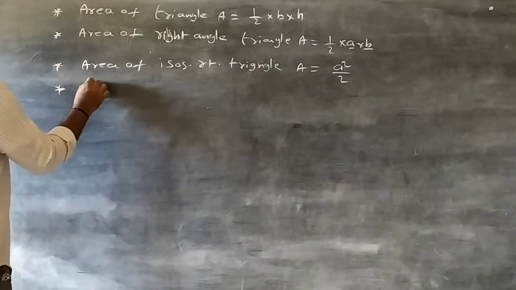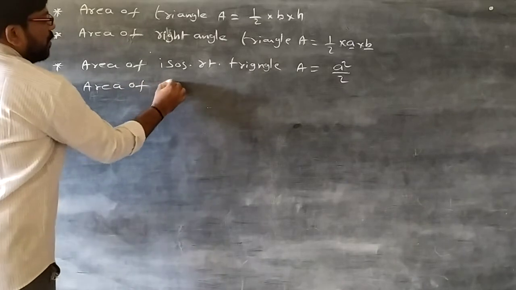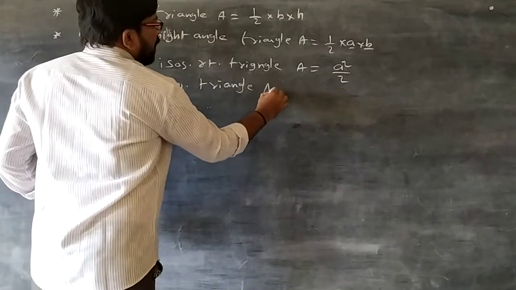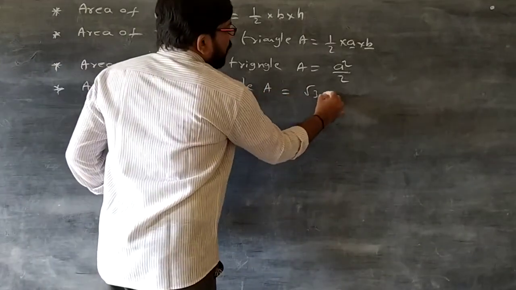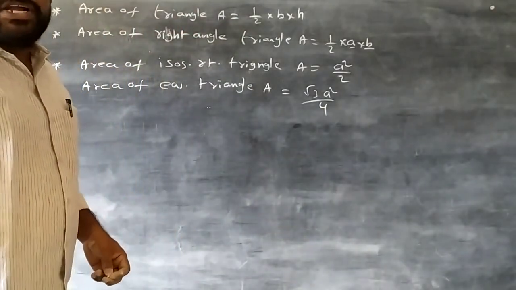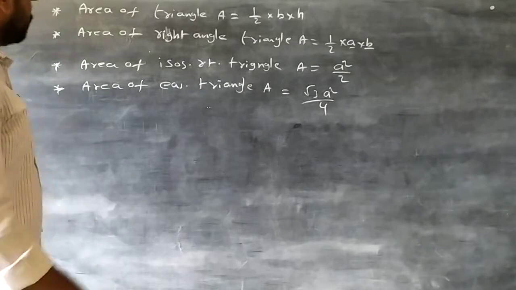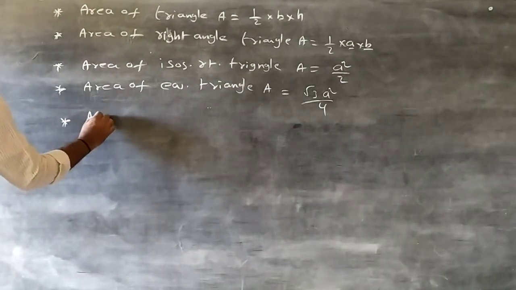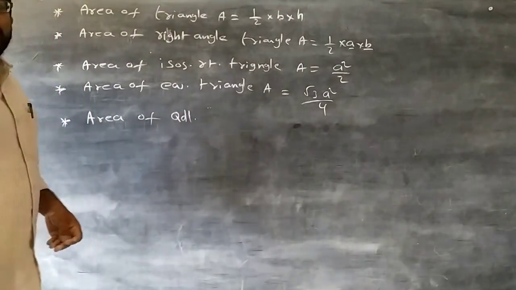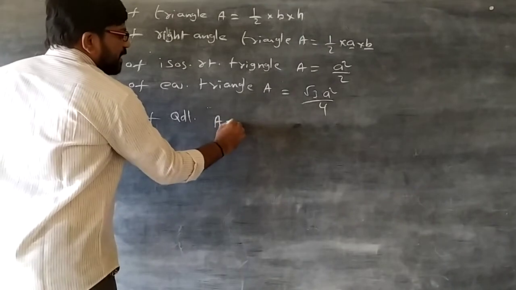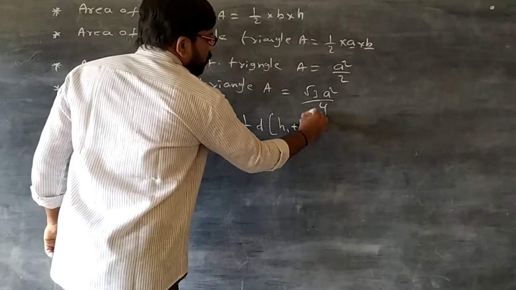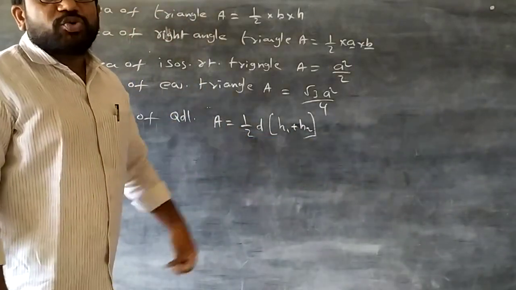And area of equilateral triangle: A is equal to root 3 A square by 4. Here A is the equal side of the equilateral triangle. All sides are equal. Area of quadrilateral: QDL means quadrilateral. Area of quadrilateral A is equal to half D into H1 plus H2. D is the diagonal, and H1, H2 are the perpendiculars.